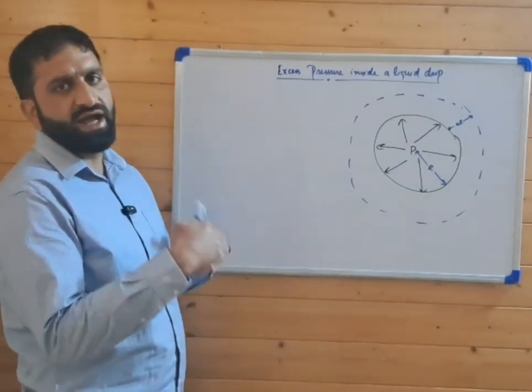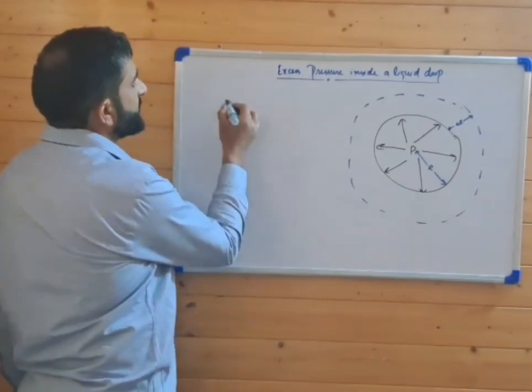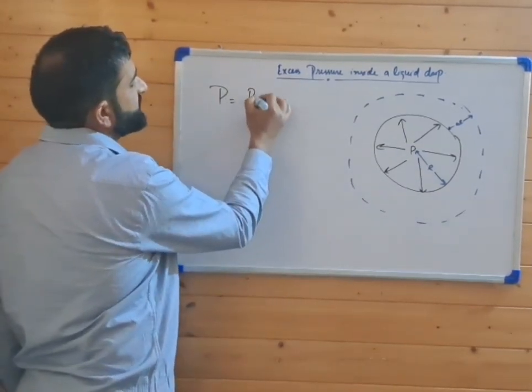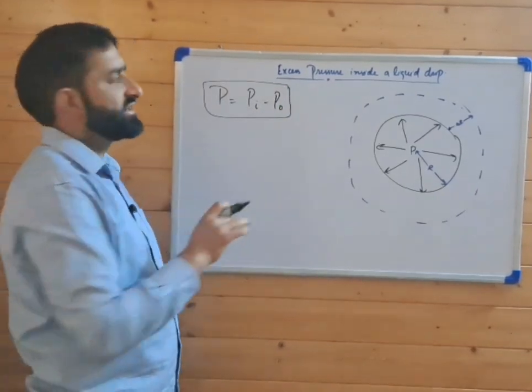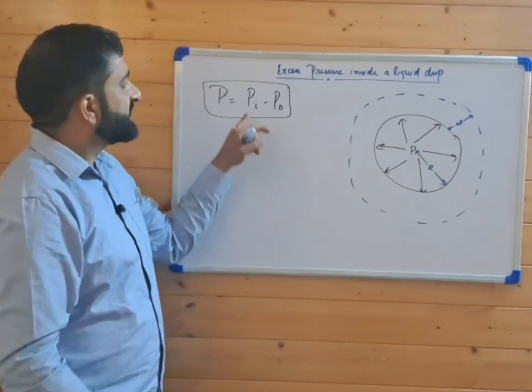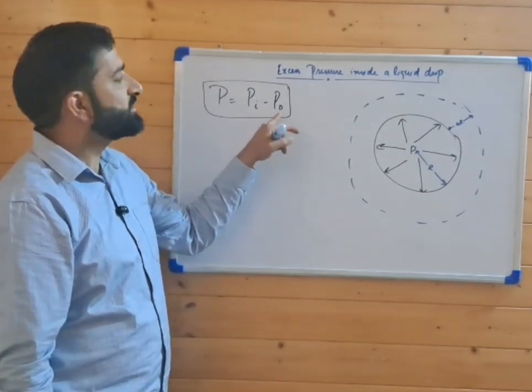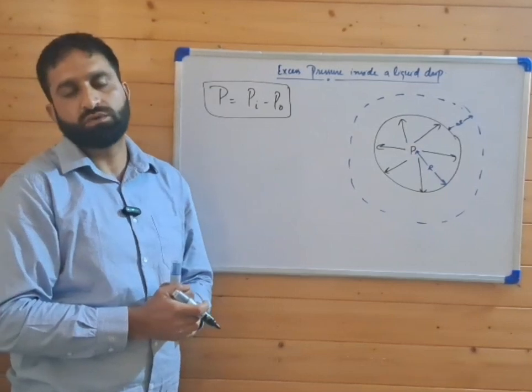Let P0 be the atmospheric pressure and Pi be the inside pressure of the liquid drop. So we have the excess pressure as Pi minus P0, where Pi is the pressure inside the liquid drop and P0 is the atmospheric pressure. That means when the inside pressure is more, the atmospheric pressure is not able to crush that drop into zero surface area.